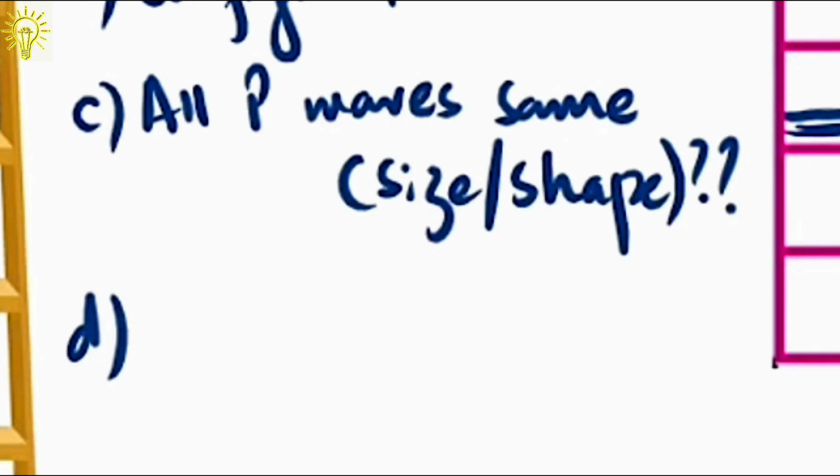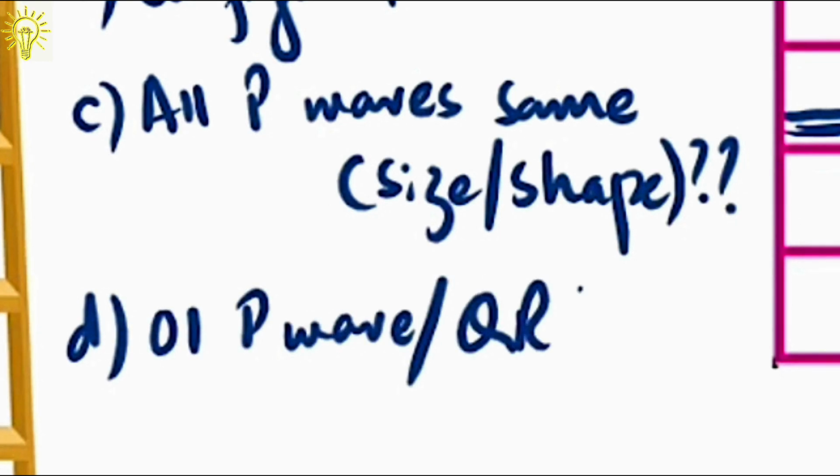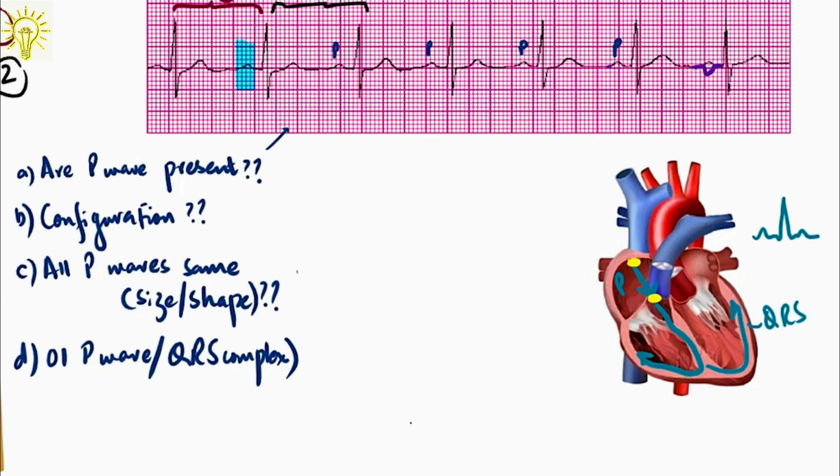Finally, ask yourself, is there a P wave for every QRS complex? In the waveform in blue, you can see a P wave before the QRS, but one isolated P wave that did not generate a QRS.